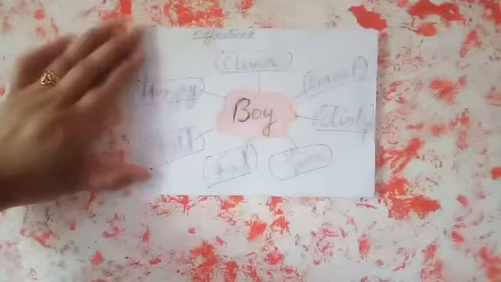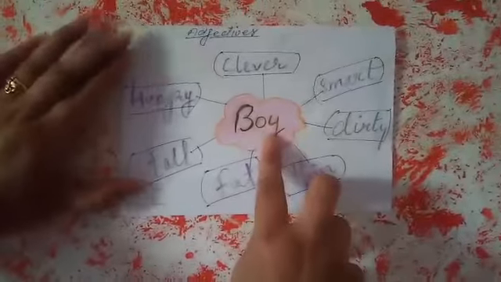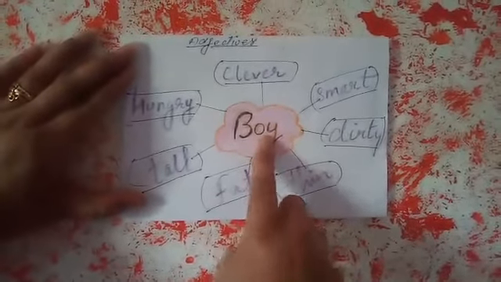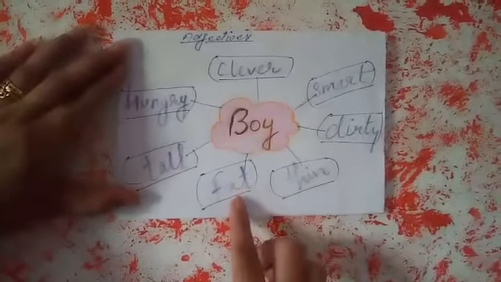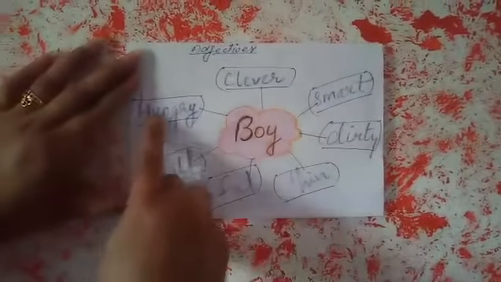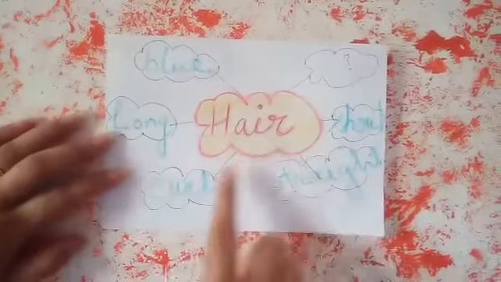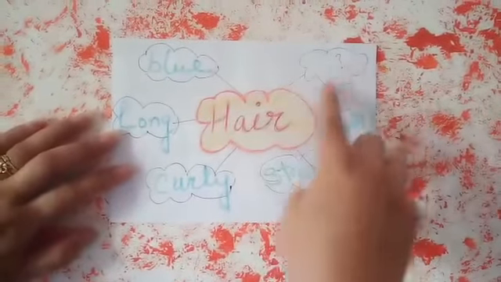So here are some examples. So here is the word boy, noun. You can describe with the clever, smart, dirty boy, fat boy, thin boy, tall boy, hungry boy. Another noun, hair, blue hair, long hair, curly hair, straight hair, short hair, and you can add more.